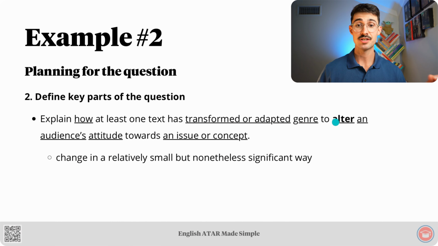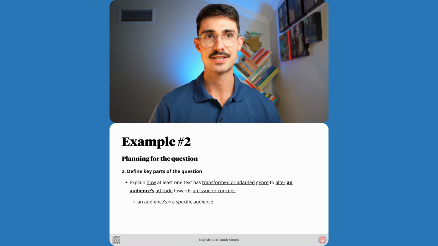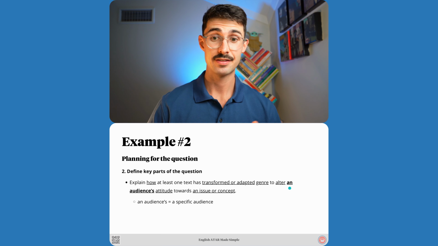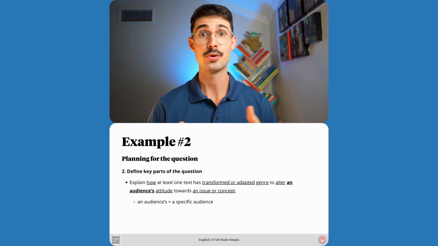Next key part of the question is the word alter. This means to change in a relatively small but nonetheless significant way. Then we have an audiences, which means we should specify a specific audience. We could just get away with saying the audience, but here the term an audience is hinting at the fact that we should specify who the audience is.